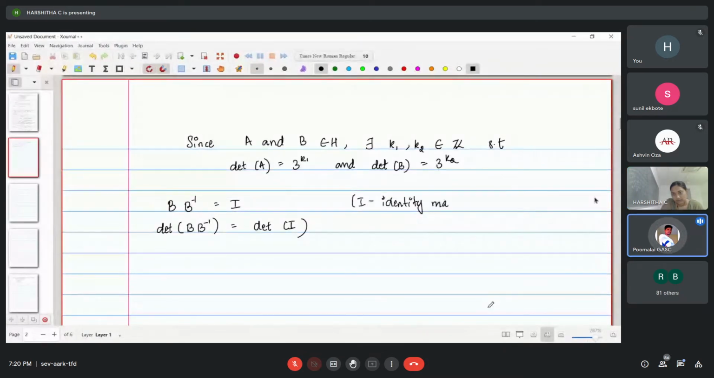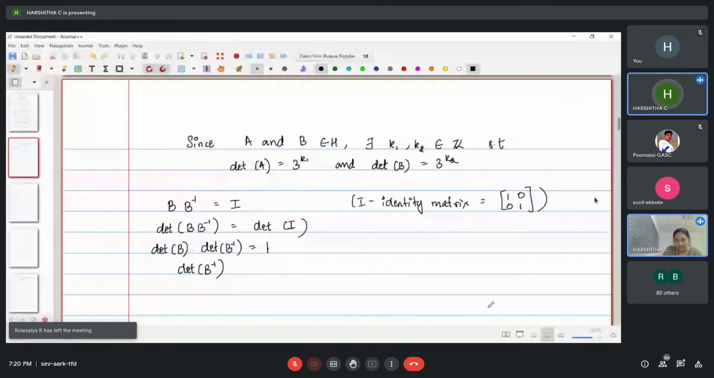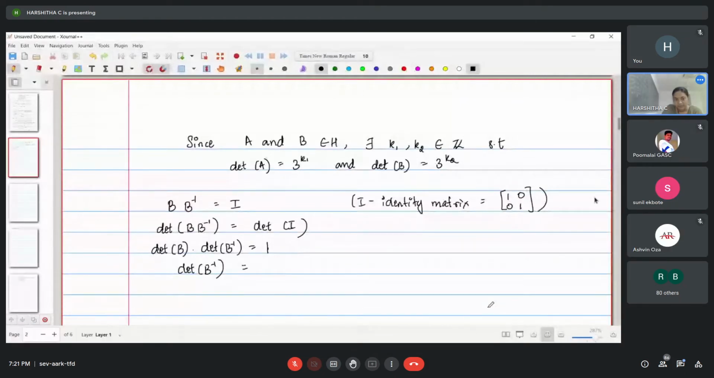So B inverse, determinant of B inverse is 1 by 3 to the power k2. Exactly. So let me just finish this. That's perfectly right. So you have determinant of B into determinant of B inverse is determinant of identity, which is 1. Determinant of this is 1. So determinant of B inverse, we are assuming determinant of B is non-zero. I mean, it's 3 power k2, so it's non-zero. It is 1 by determinant of B.